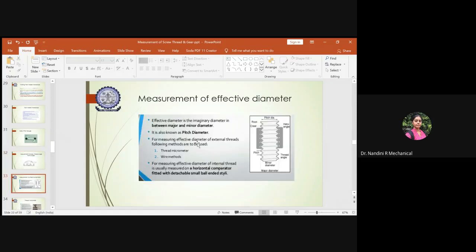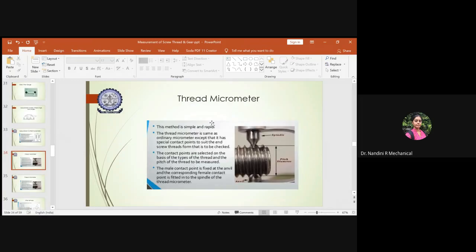Then it comes to the measurement of the effective diameter. So how do you measure the effective diameter of the given screw thread? Here we dealt with two methods. One is the thread micrometer method, another one is the wire method. For the thread micrometer, we dealt with how it looks, how you fix the spindle and the anvil in between the given screw thread, and how you determine the pitch diameter.